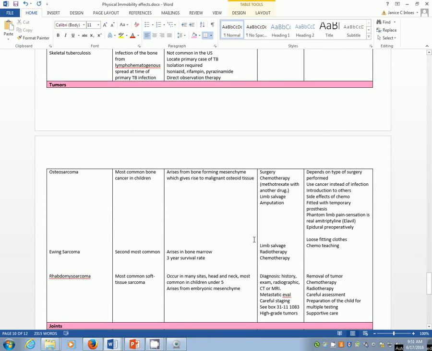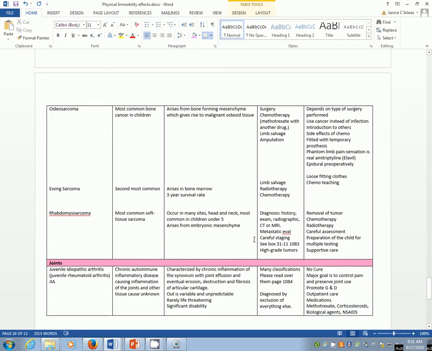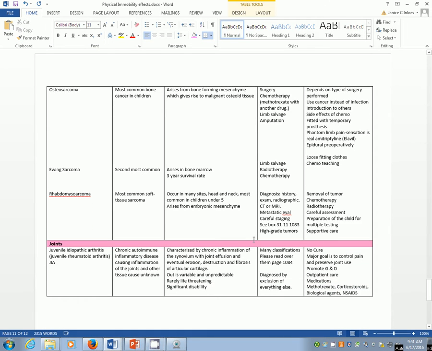Rhabdomyosarcoma is the most common soft tissue sarcoma. It occurs in a lot of different sites because it's in the tissue. Usually the head and the neck is the most common. Usually occurs in children under 5, and it arises from the embryonic development.